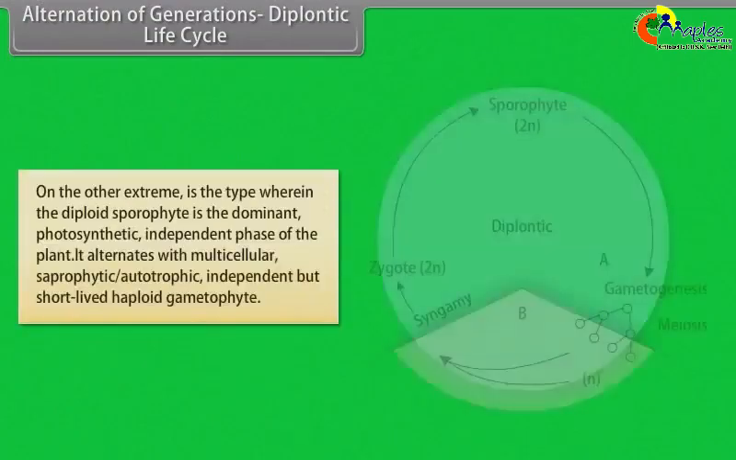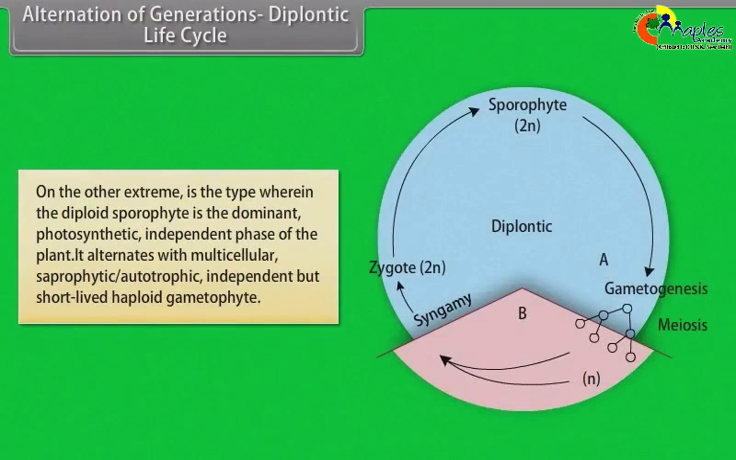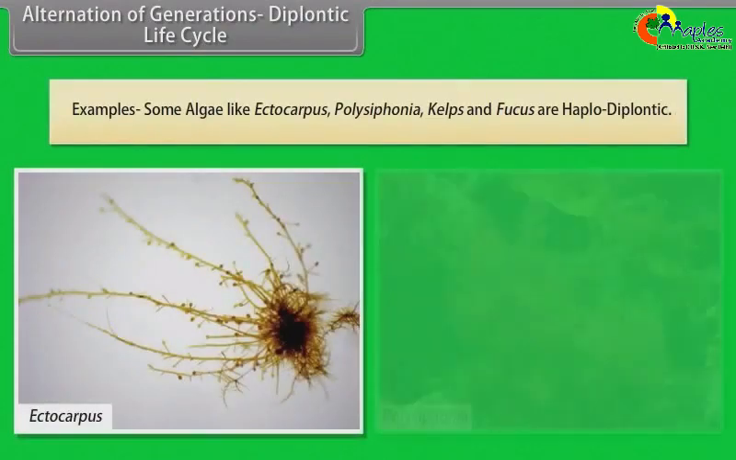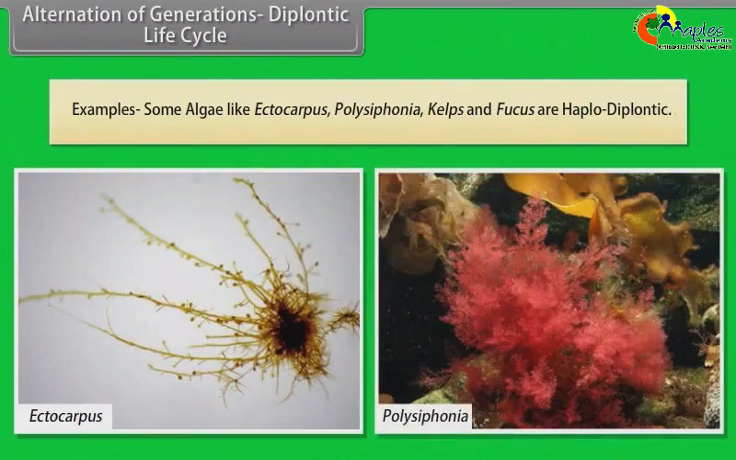Alternation of generations. Diplontic life cycle. On the other extreme is the type wherein the diploid sporophyte is the dominant, photosynthetic, independent phase of the plant. It alternates with multicellular, saprophytic, autotrophic, independent but short-lived haploid gametophyte. Examples: some algae like Ectocarpus, Polysiphonia, kelps and fucus are haplodiplontic.